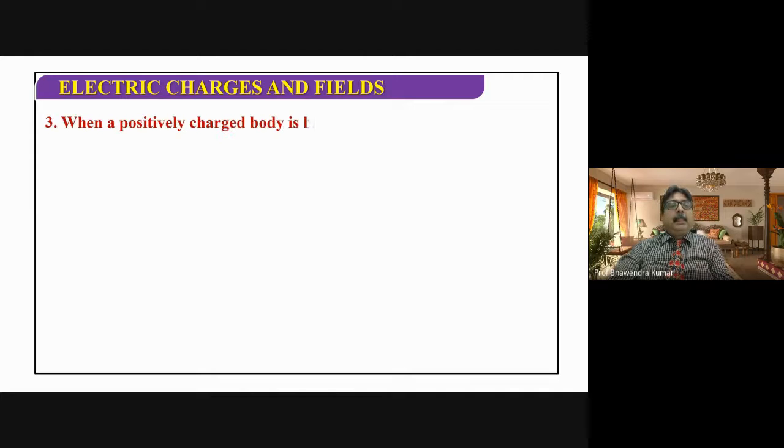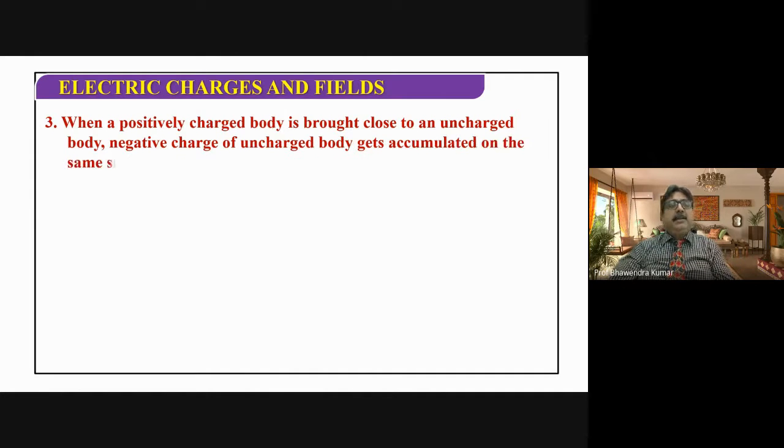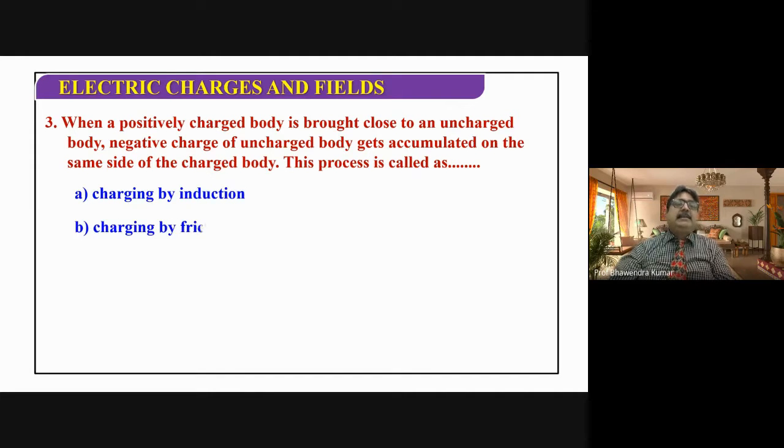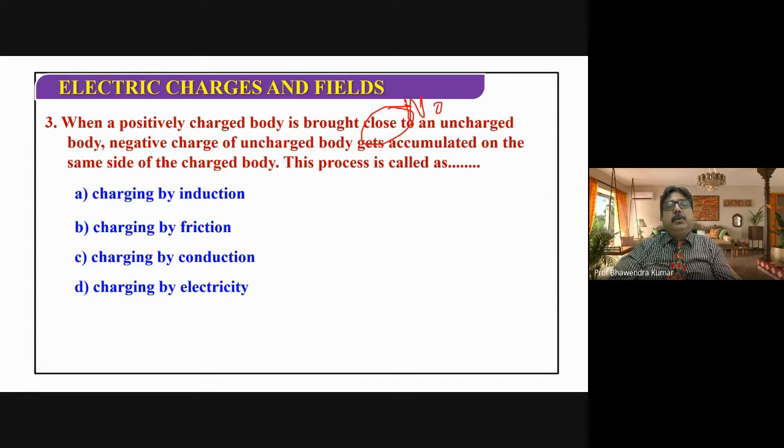charged. But if a positively charged body is brought close to uncharged body, the negative charge of the uncharged body gets accumulated on the same side. This process is known as, this is called charging by induction. Here it is brought close, but there is no physical contact. If there is no physical contact, means there won't be any transfer of charge, only the induction of charge, right?